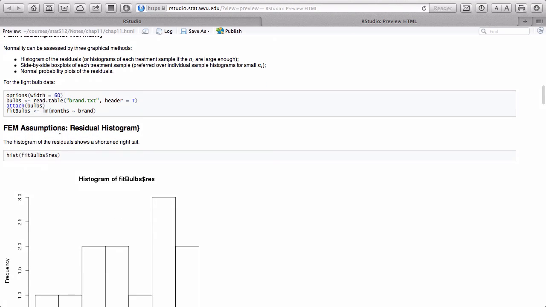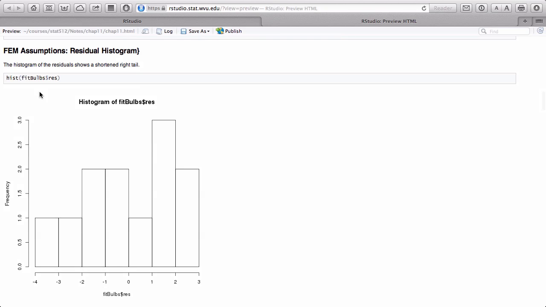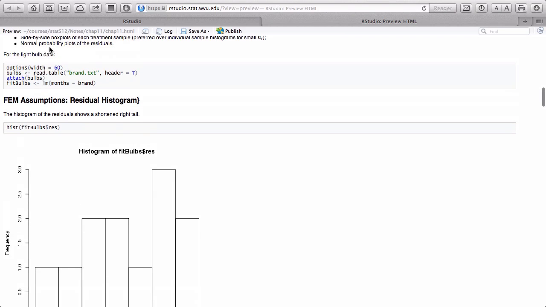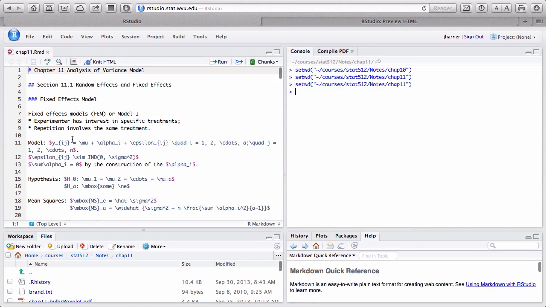So first of all, I'm going to go back now and look at the R code.